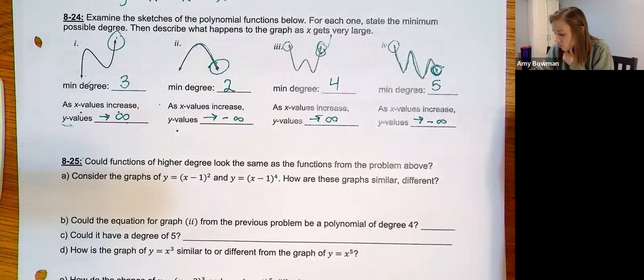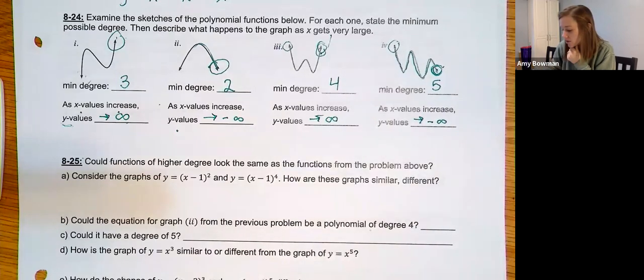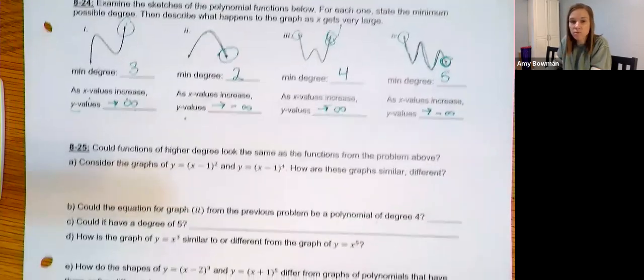Okay, another thing I want to point out, I'm going to try and skip around here and get just to the most important stuff. All right, so I want to jump down to problem 26.